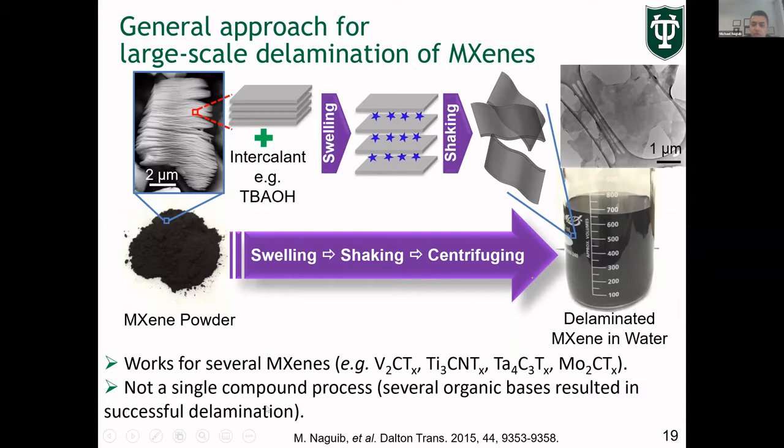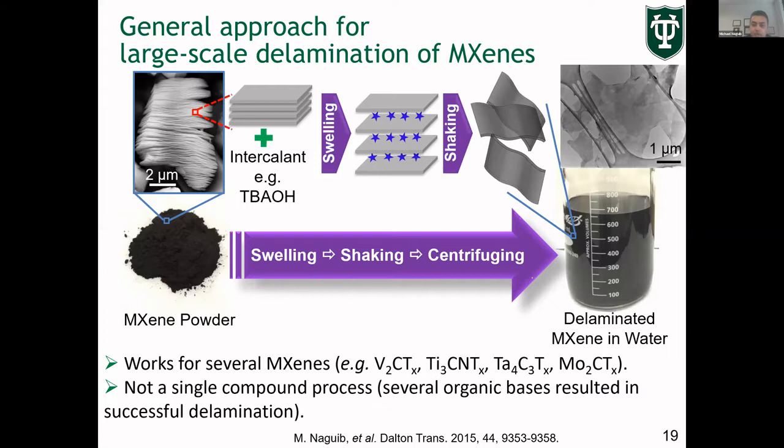It also doesn't depend only on the one single compound. I mentioned tetrabutyl ammonium hydroxide, but in principle, other organic or other large cations can do the same. Shortly after we reported this, tetrabutyl ammonium hydroxide was actually found to be very interesting, and it does the job too. Choline, for example, can do the same job. So it's really a universal approach. Intercalating a large cation for significant swelling can really result in delaminating the materials readily.